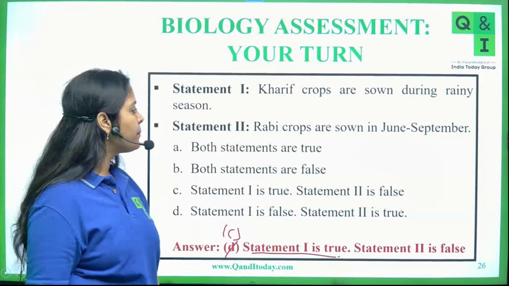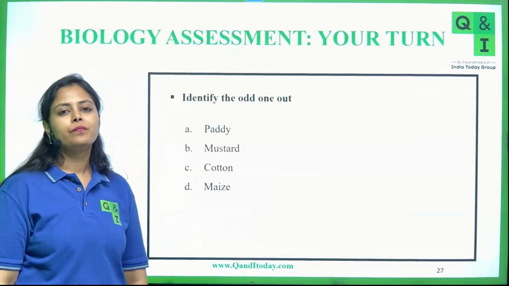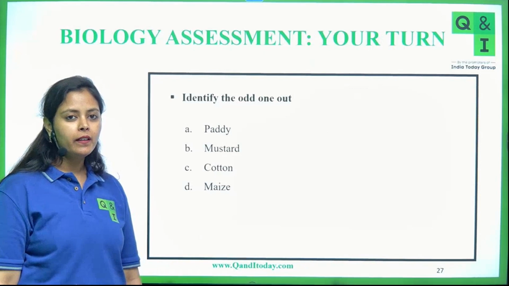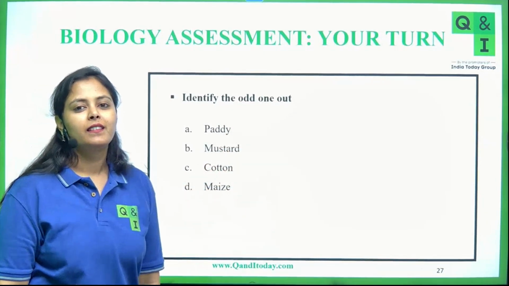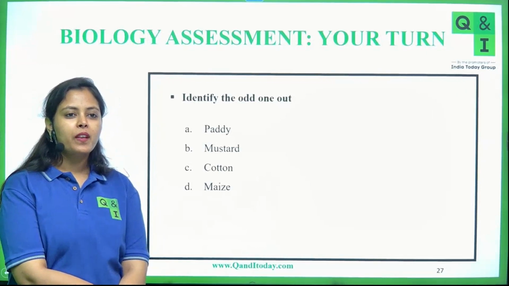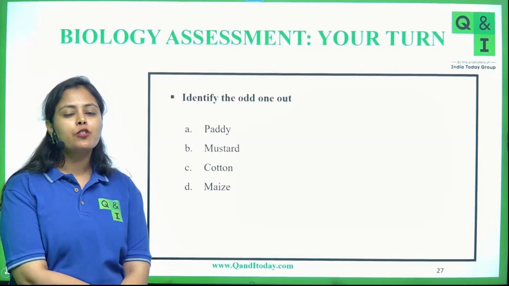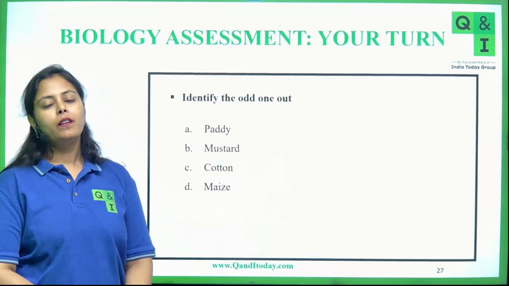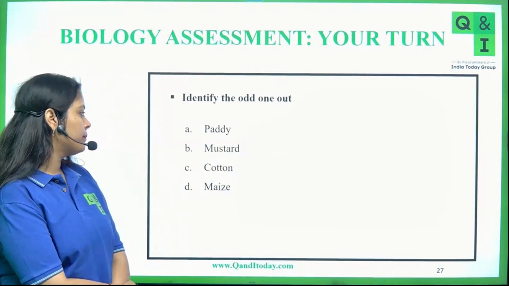Well done, everyone. Now, moving ahead, identify the odd one out. For this, I am going to give you one hint. Think of the crop options. I think Option B, mustard, because mustard is an oil crop. Write down the season in which they are grown. Write down in front of each crop whether it is a kharif or a rabi crop.